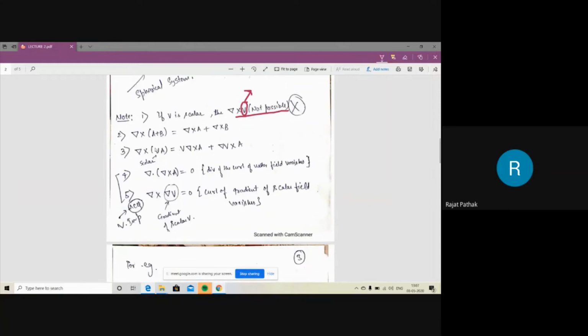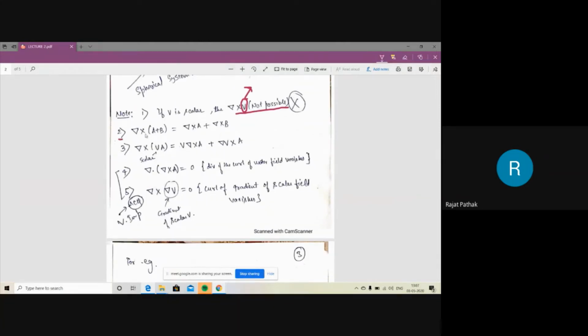The second point is del cross (A plus B). If two vectors, A vector and B vector, are summed, and we want to apply curl over the summation, then it will become del cross A plus del cross B. This is the second point.